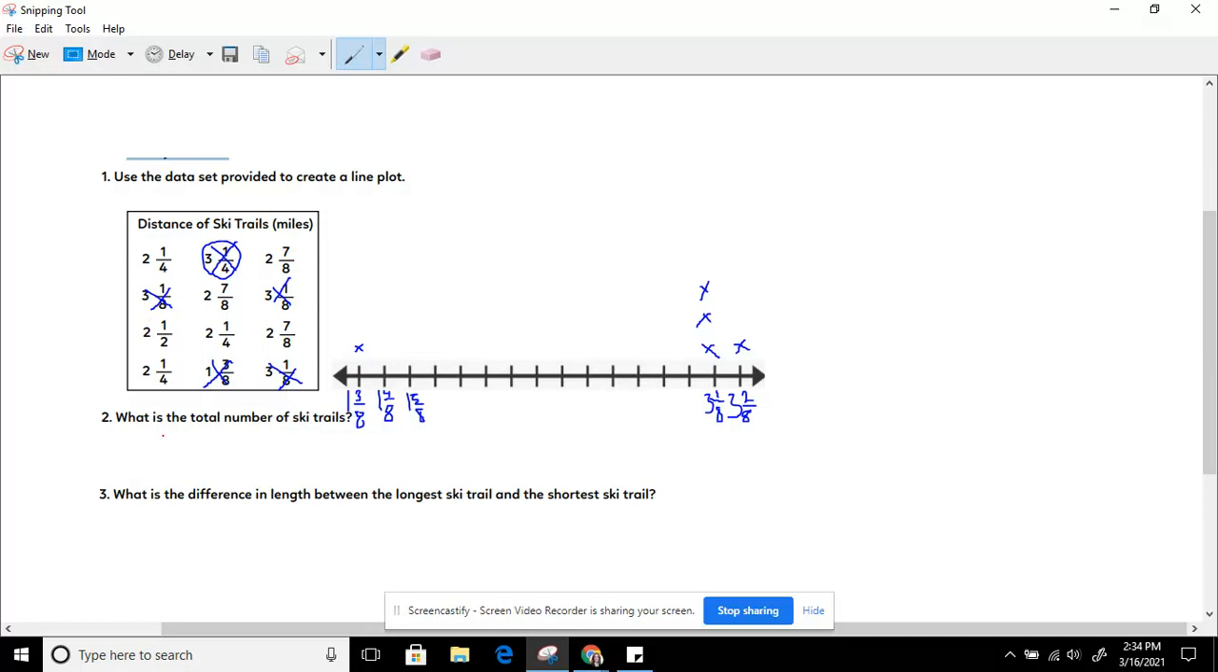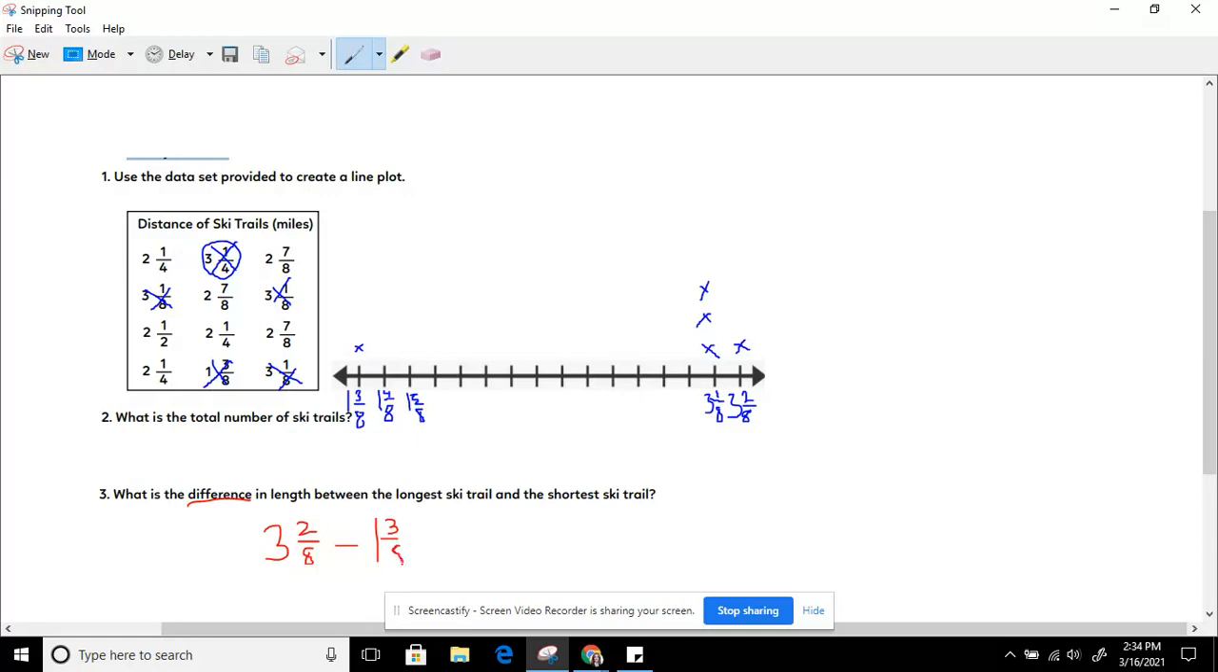Number 3, what is the difference in length between the longest ski trail and the shortest ski trail? Well, with this one, we know the longest, I already have that labeled on the data set, the longest and the shortest, and we're looking for the difference, being subtraction. So we know the longest is 3 2/8. And we're subtracting from it the least, which is 1 3/8.